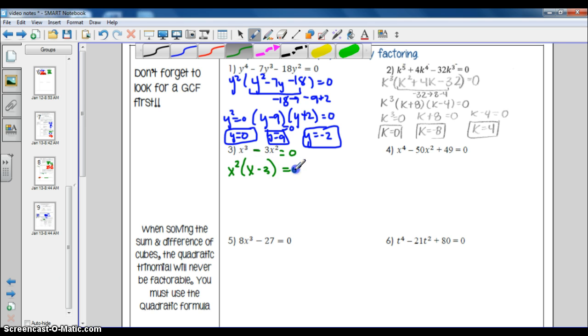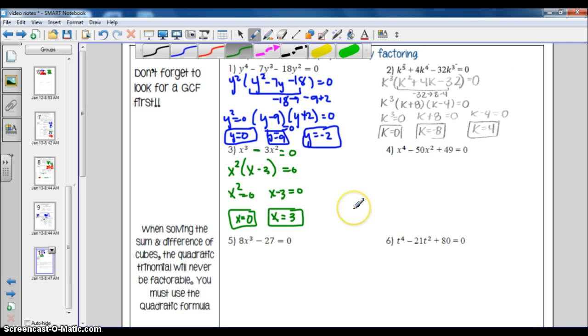And now, we can just set both parts equal to 0 and solve. So here is 0. There's no plus or minus. Add 3 to both sides, and x equals 3.